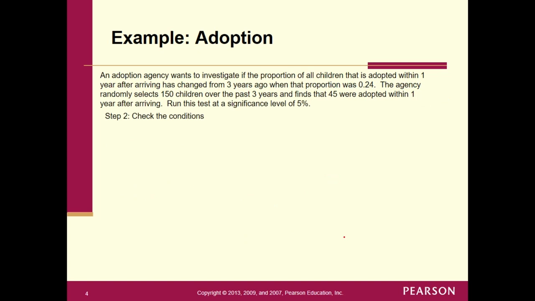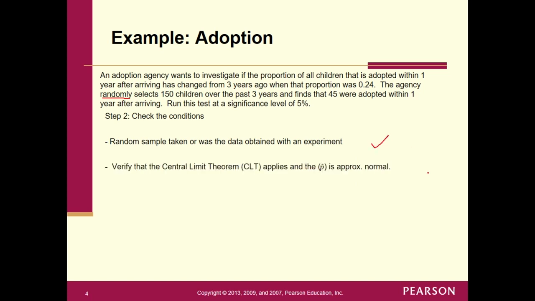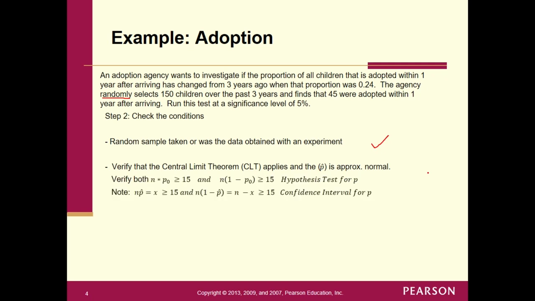All right, so check the conditions. Random sample: it says randomly selects. Obviously, we could also have it from an experiment. Verify the central limit theorem. Make sure that the sampling distribution of P hat is approximately normal. I'm just going to keep on reminding you that for a hypothesis test, it's this criteria. For confidence intervals, it's this one.